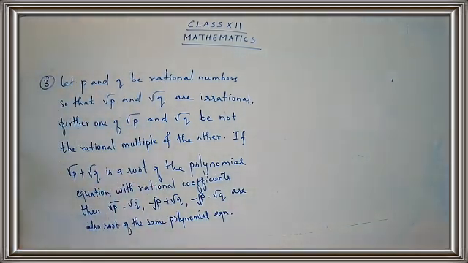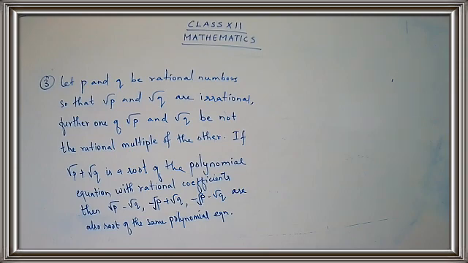Third point. Very simple thing, you should know all the theorems so that we can apply it. So what is the point here? Let P and Q be rational numbers. So you are going to consider two rational numbers, that is P and Q. Now here, what is the condition we are assuming? Root P and root Q are irrational. What is the meaning of irrational? It's a non-terminating and non-recurring expansion. Further, one of root P and root Q is not a rational multiple of the other. That means if you multiply these two, you should not get a rational number.